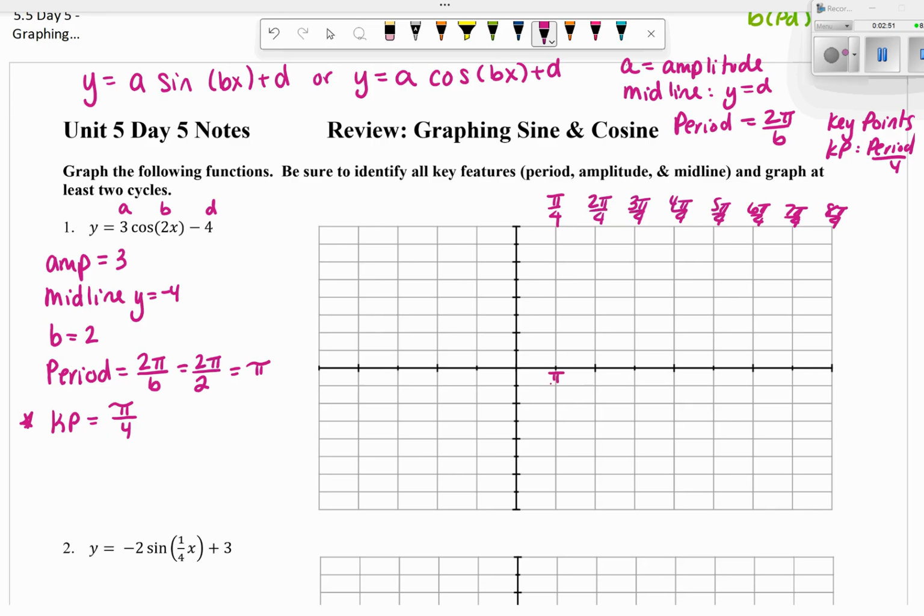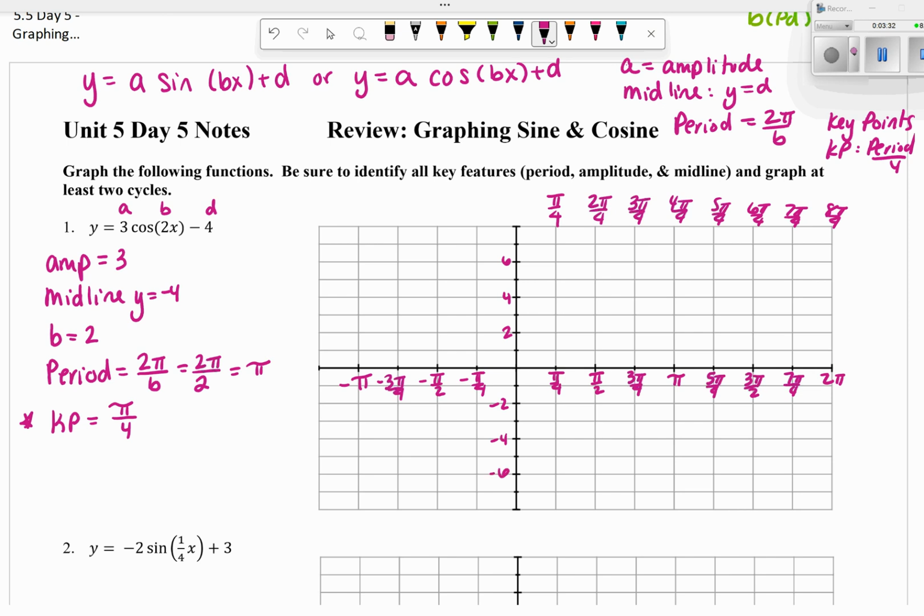But you always want to reduce those as well. So this is 1 pi over 4, 2 pi over 4 is pi over 2, 3 pi over 4 doesn't reduce, then this would be pi, 5 pi over 4, 3 pi over 2, 7 pi over 4, and 2 pi. And we're also going to do the negative cycle as well. So negative pi over 4, negative pi over 2, negative 3 pi over 4, and negative pi. So for this graph, my y-axis scale, I'm just going to count by 1. So this would be 2, 4, 6, -2, -4, -6.